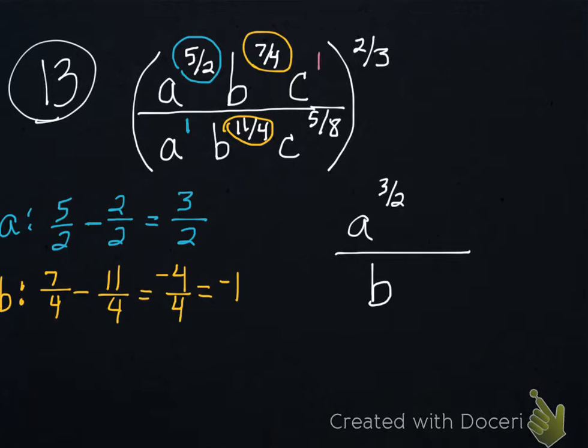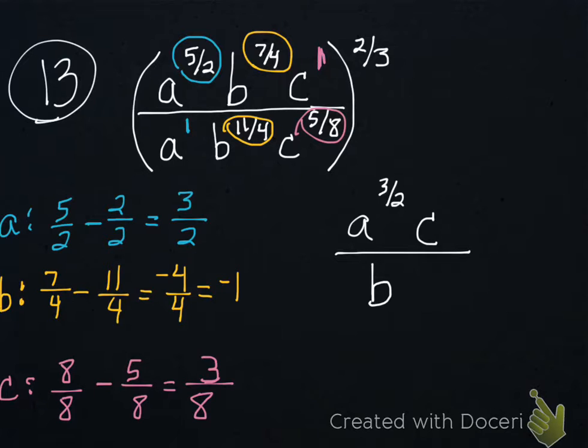Now let's look at C's. The numerator has a 1, and the denominator has a 5 over 8. So I'm subtracting 5 over 8. I need to express the 1 with the same denominator. So that would be 8 over 8. Again, denominators are the same, so the denominator stays 8. And 8 minus 5 is 3. So the C would be on the numerator and would have an exponent of 3 over 8.